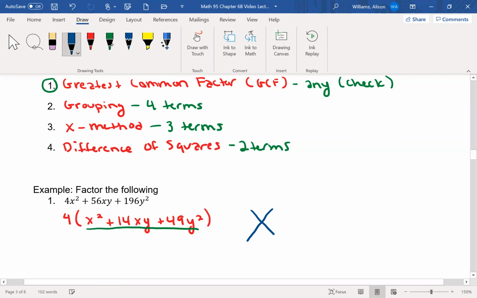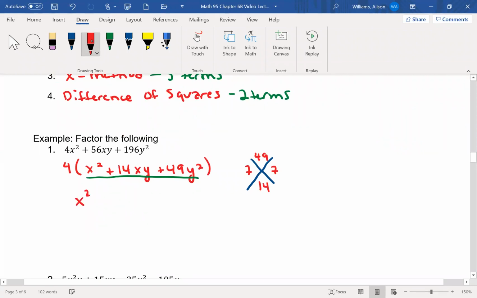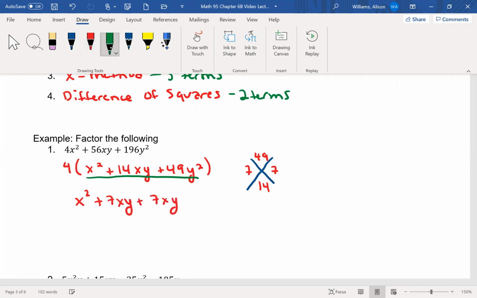So at the top of the X is going to be 49. Bottom of the X is going to be 14. So 2 numbers that multiply to be 49 but add to be 14. That's 7 and 7. So I'm going to ignore the GCF right now, and I'm going to go ahead and just factor this in the parentheses here. So x squared, and instead of 14, I'm going to write 7xy plus 7xy, and I'm grabbing that from over here. And then bringing down the 49y squared.